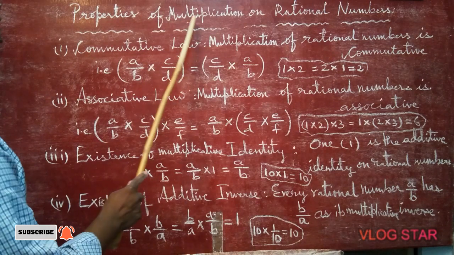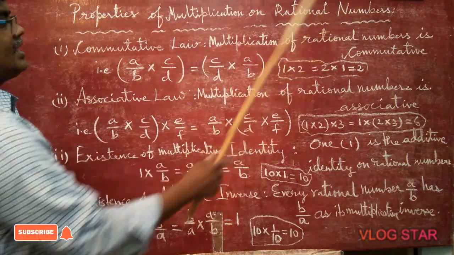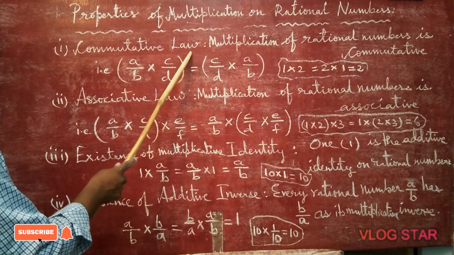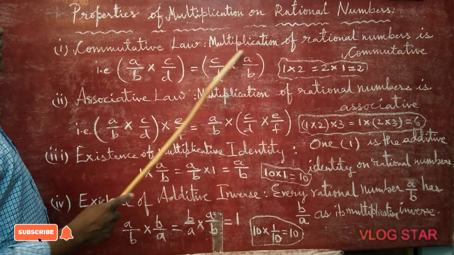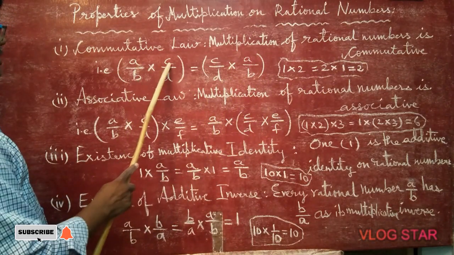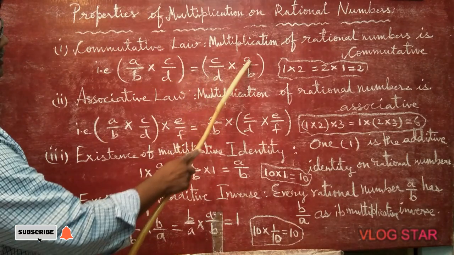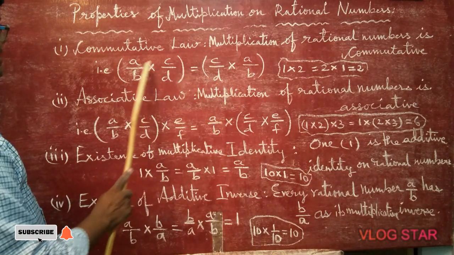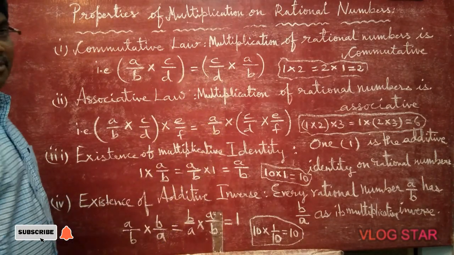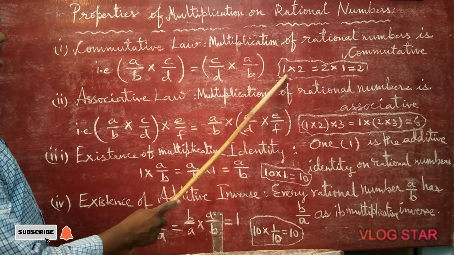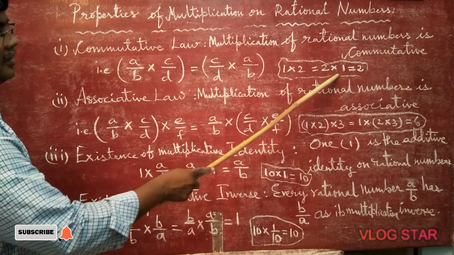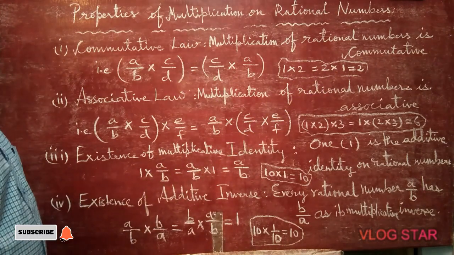Now, properties of multiplication on rational numbers. First property, commutative property or commutative law. Multiplication of rational numbers is commutative. Multiply A by B into C by D or C by D into A by B, the same answer comes: AC by BD. CA or AC both mean the same, BD or DB the same. Example: 1 into 2 is 2, or 2 into 1 is also 2. So understand the commutative property clearly with the numbers.